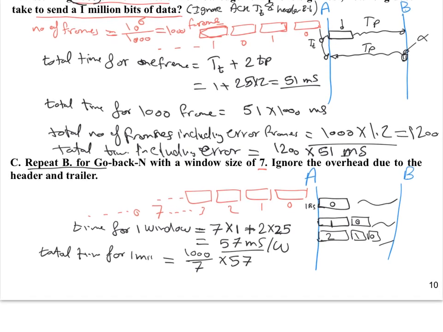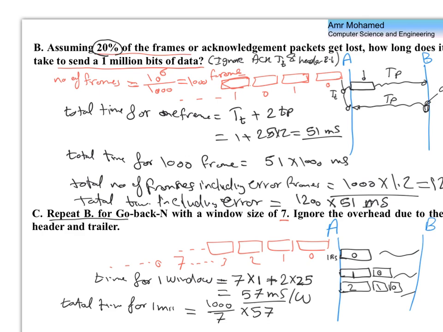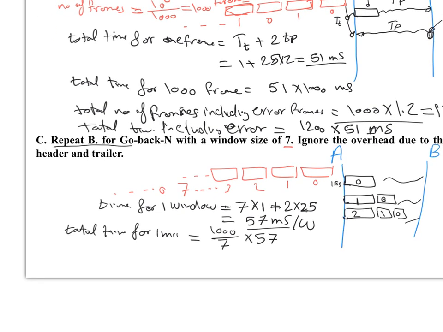However, this total time does not take into consideration the errors. Remember, the 20% applies to case C: 20% of the frames get lost. For the case of Go-Back-N, if we have one frame lost, what do we do? We have to repeat the entire window. That's what we said about Go-Back-N, that when we have one frame lost, we have to repeat the entire window. So in other words, we have to send 20% more windows in order to account for errors, which means that total time, including errors, equals 1,000 over 7 times 57, times 1.2.